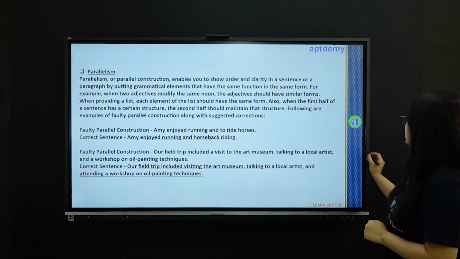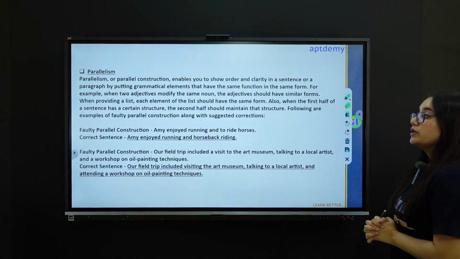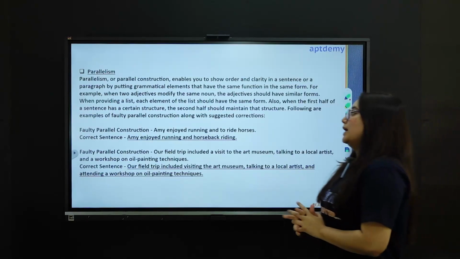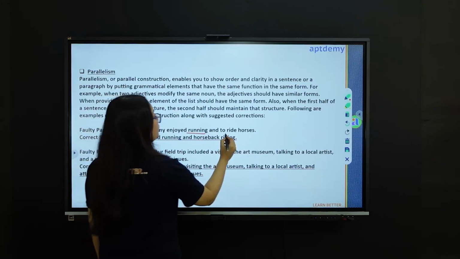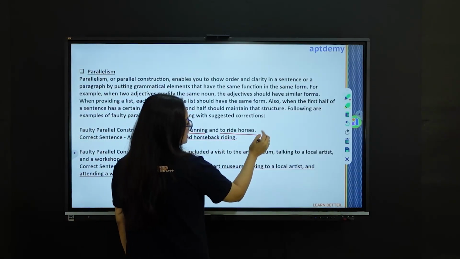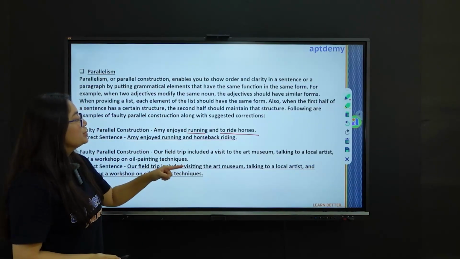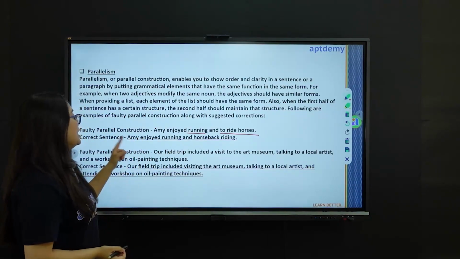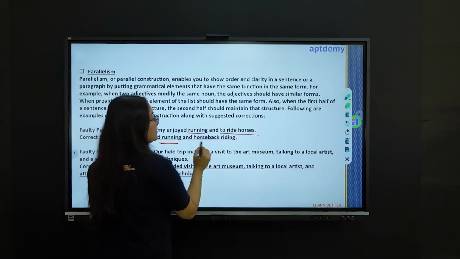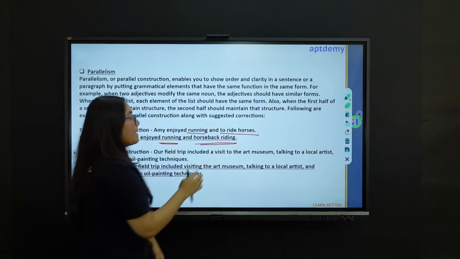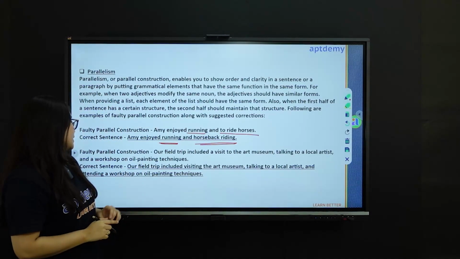Now let's look at this sentence. "Amy enjoyed running and to ride horses." Now, running is an -ing form, but "to ride horses" is not parallel to this. So what do we do? We change it and make it consistent. So: "Amy enjoyed running and horseback riding." So we have made both these verbs into the -ing form.